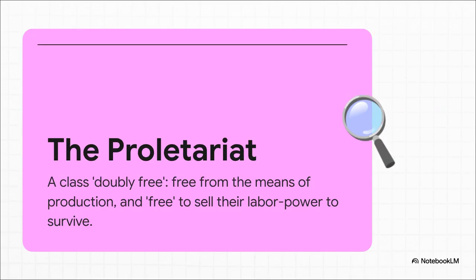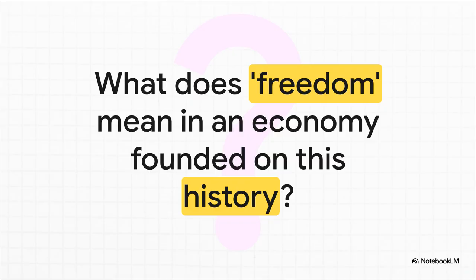And this brings us right back to our opening question. The modern worker was created. They are, in Marx's famous phrase, doubly free. So what does that mean? Well, on the one hand, they're free from the old bonds of serfdom. Great. But on the other hand, they've also been freed from any ownership of the means of production, the land, the tools, anything. Their only choice, their only path to survival is to sell the one thing they have left, their ability to work.